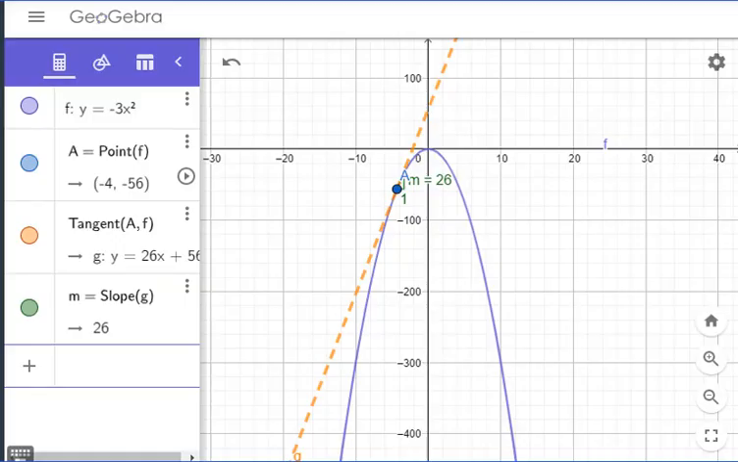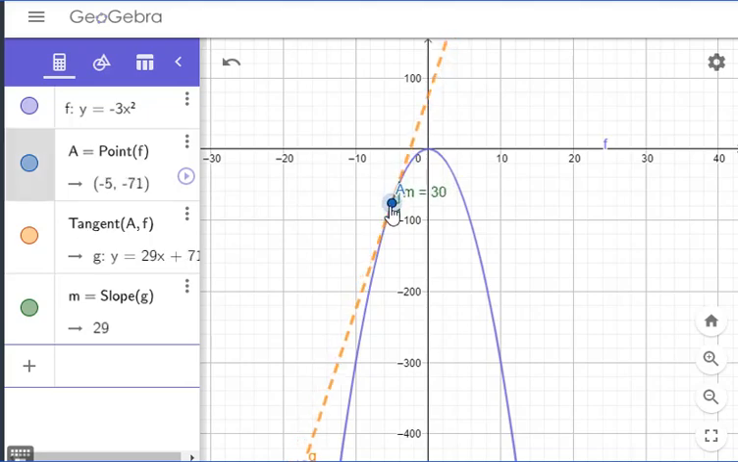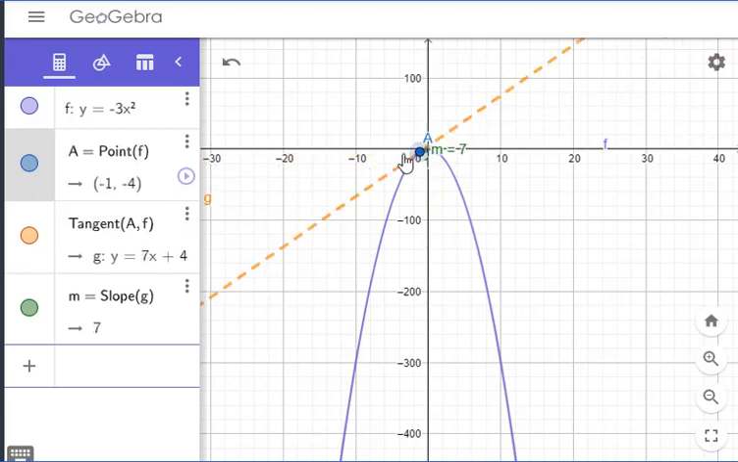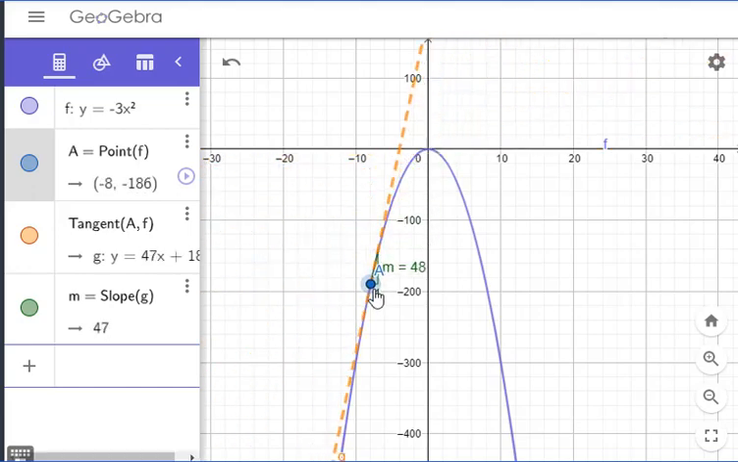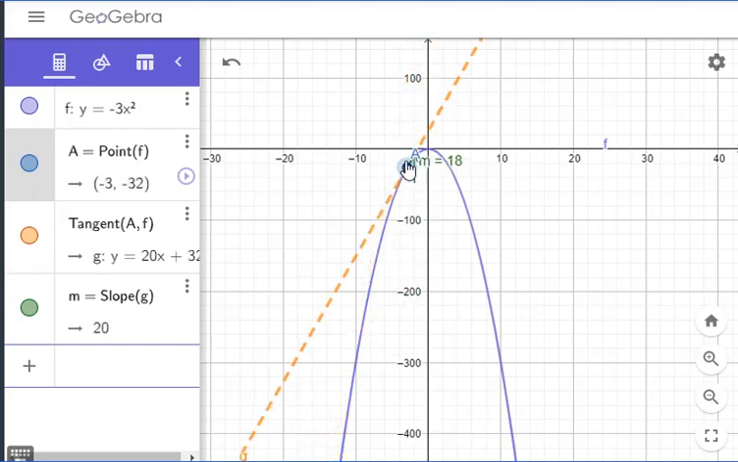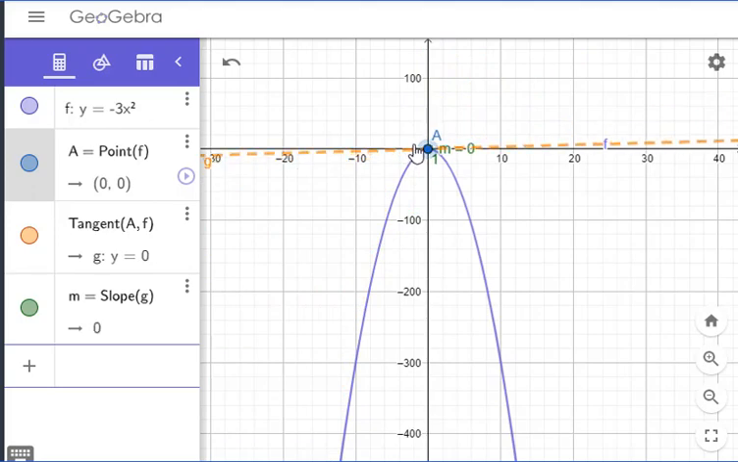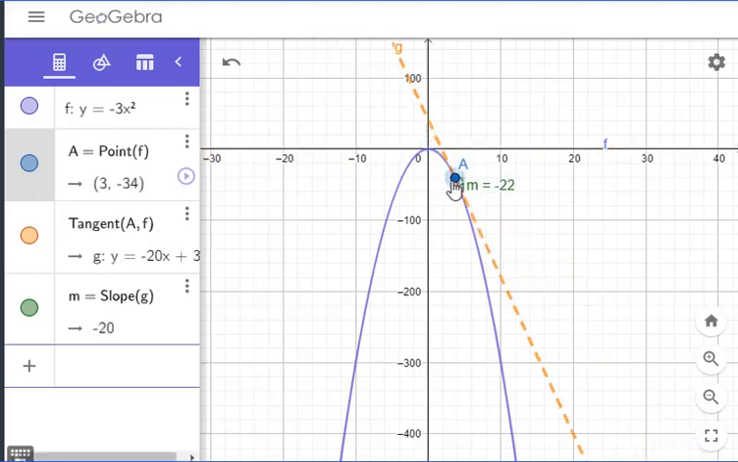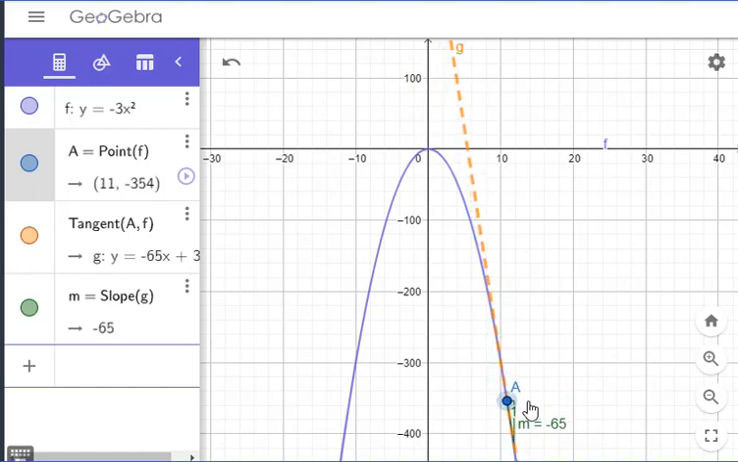Now let's investigate the graph y equals negative 3x squared. I will move this A, then check how the slope of a tangent line changes. When x is less than 0, you can see the slope of a tangent line is positive. When x equals 0, the slope of a tangent line equals 0. When x is greater than 0, you can see the slope of the tangent line is negative.